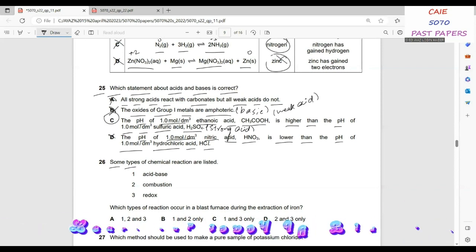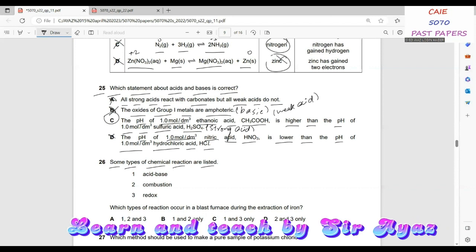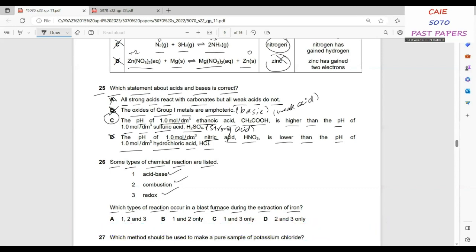26. Some types of chemical reaction are listed. 1, acid base. 2, combustion. 3, redox. Which types of reaction occur in a blast furnace during the extraction of iron? All these 3 reactions are taking place in blast furnace during the extraction of iron. So choice A will be the right answer.